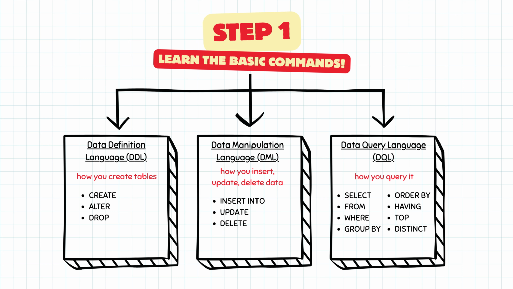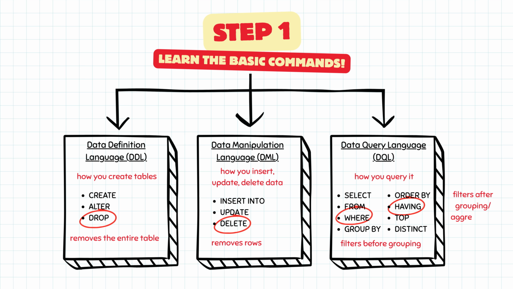2 things to keep in mind as you learn these. Delete removes rows, drop removes the entire table, not the same thing. And where filters before grouping, having filters after. So if you're filtering on a count or sum, having is what you need, not where.